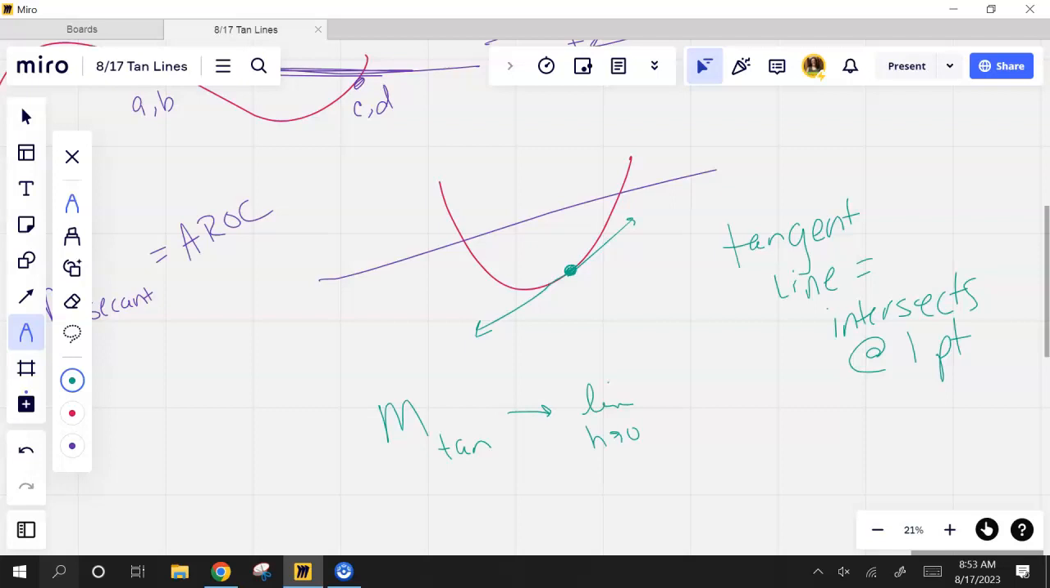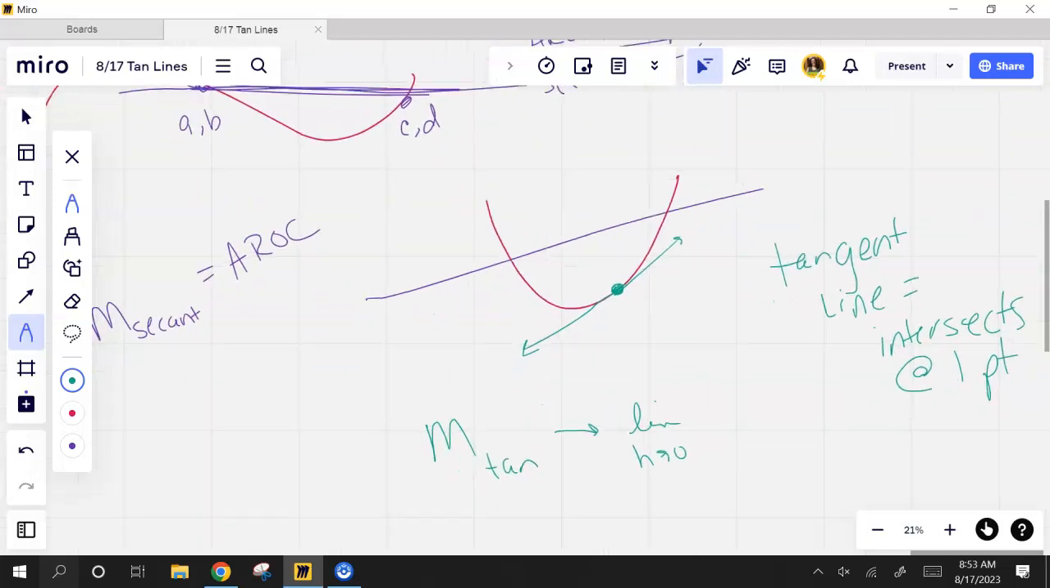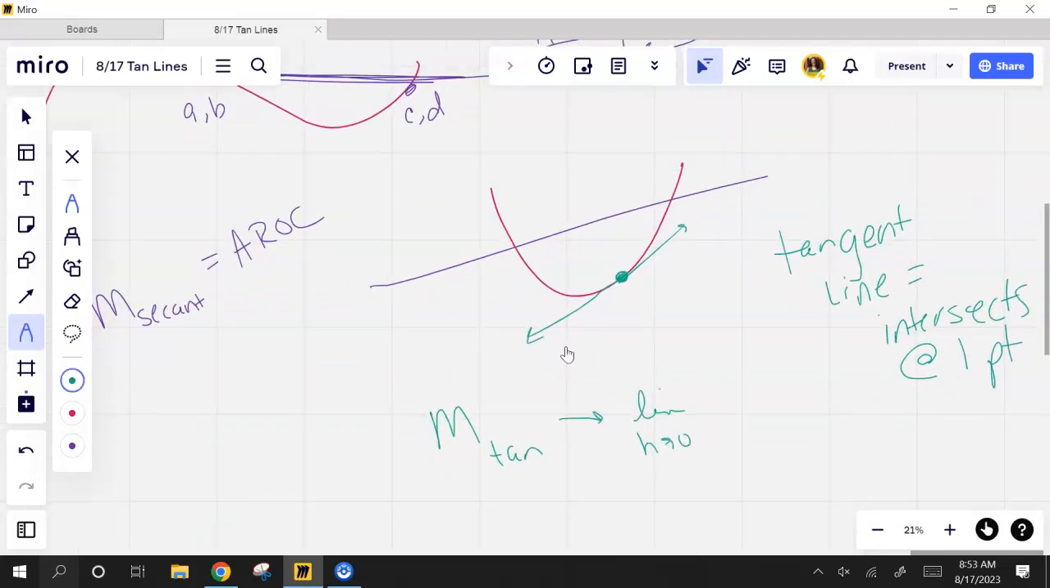To find the slope of the tan line, I'm trying to put these secant points closer and closer together. Like this is a secant line, yes? As I move these points closer and closer together, I get closer and closer to the slope of the tan line. Do you see that? So the closer I can put my points on my secant line, the closer I approach the value of the tan line slope. Does that make sense?